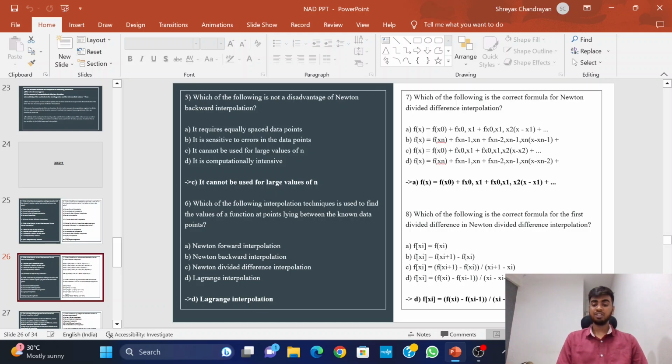Question 8 states: which of the following is the correct formula for the first divided difference in Newton divided difference interpolation? So the correct option is f[xi, xi-1] = (f(xi) - f(xi-1)) / (xi - xi-1).